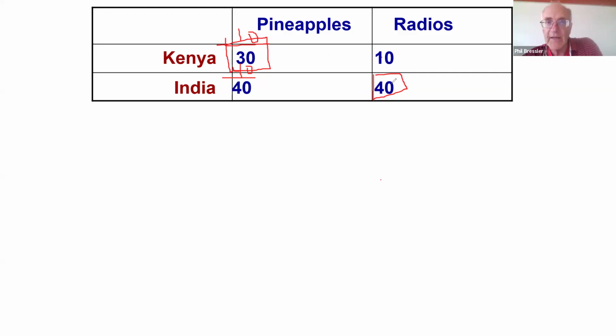The absolute advantage is who can make the most pineapples. India's 40 to 30. India. Radios 40 to 10. India. So India has the absolute advantage in both, but the comparative advantage in radios. Any questions on how I did that so far?